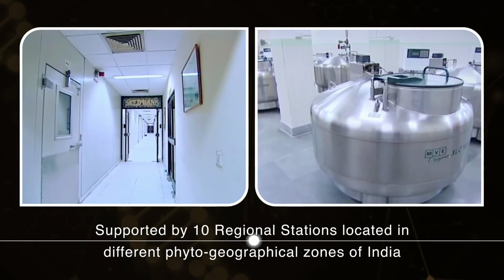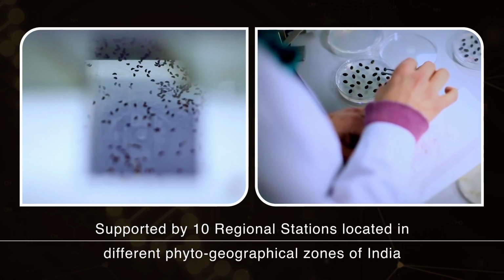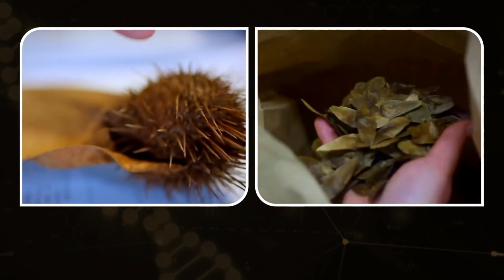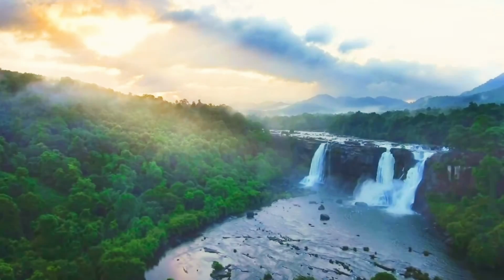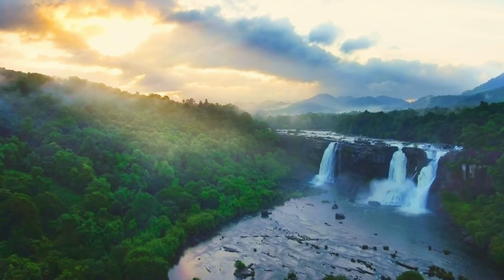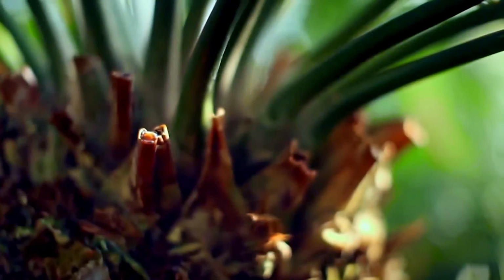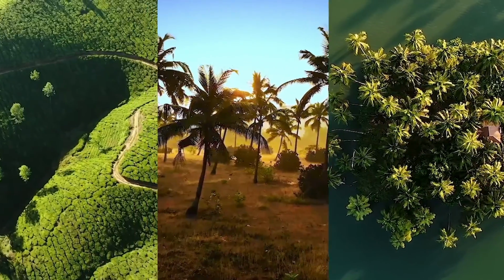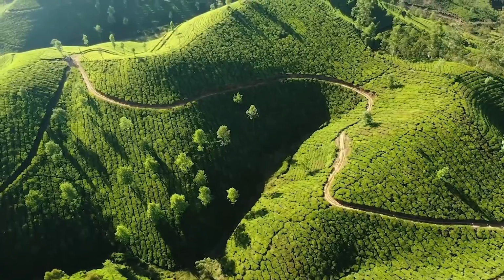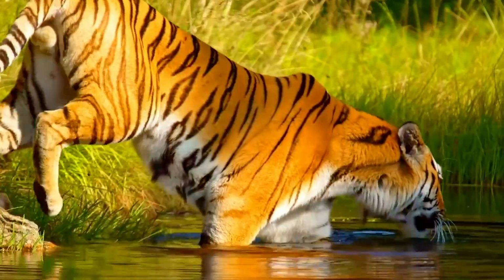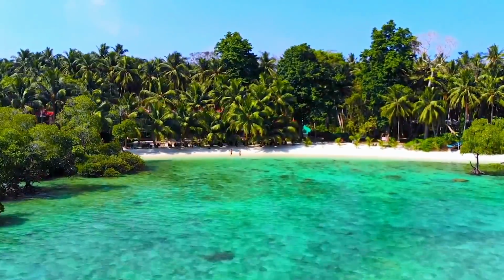As one of the 12 mega gene centers of the world, India stands at the forefront of international negotiations on PGRFA. India has a rich heritage of biodiversity, encompassing a wide spectrum of habitats, from tropical rainforests to alpine vegetation and from temperate forests to coastal wetlands.